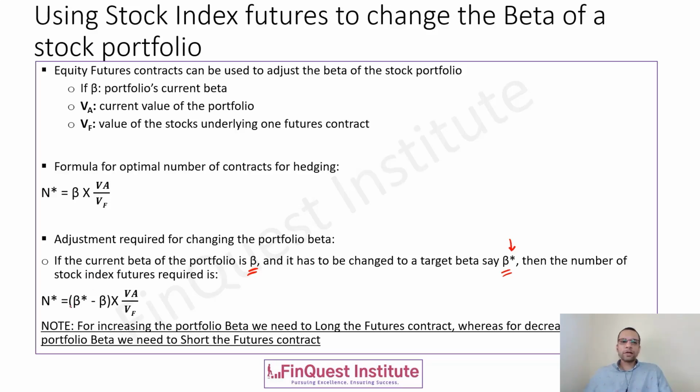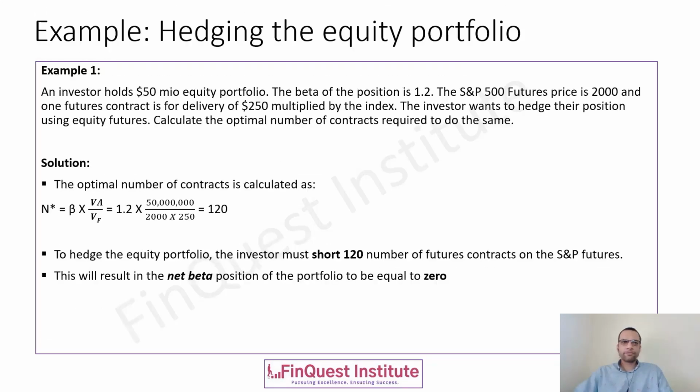Now we'll discuss a simple example as well, of how exactly this beta gets adjusted. Let's take an investor who is holding an equity portfolio worth $50 billion, and the beta for the position is, let's say, 1.2. The S&P futures price is 2000 at the moment, and one futures contract is for delivery of 250 multiplied by the index. So it's a standard contract specification, as we'll find on any exchange's website. Now, the investor wants to hedge their position using equity futures. That is, they are trying to have a net beta position of zero, or they are trying to eliminate the beta exposure.